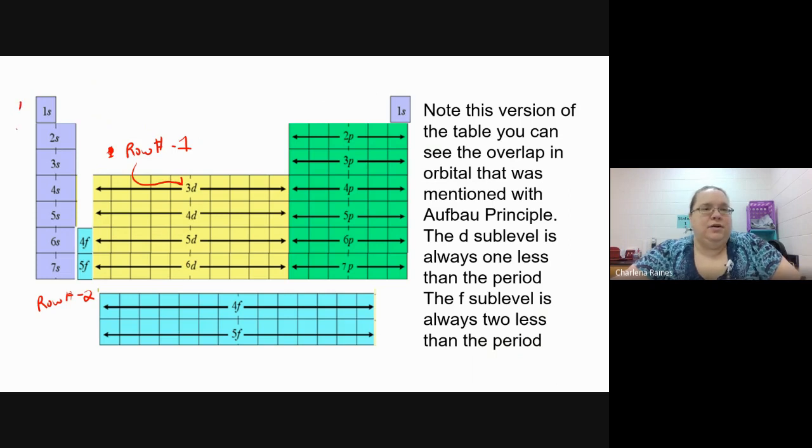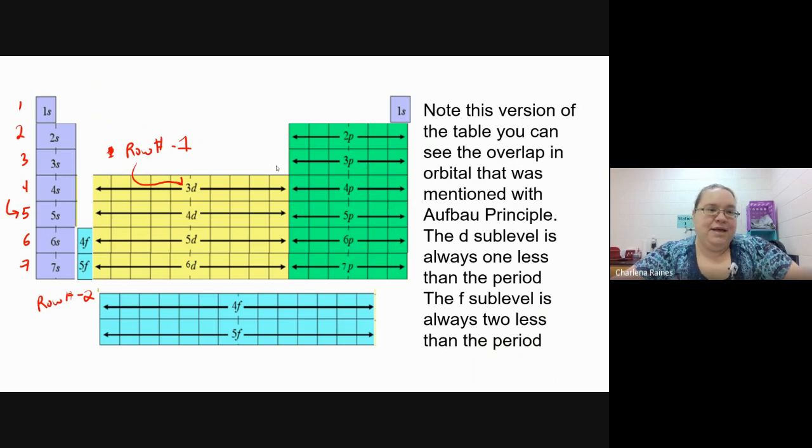So 1, 2, 3, 4, 5, 6, 7. So I'm going to use 5, the 5th period, as an example. In the 5th period, we will fill 5s electrons before we fill 4d. Notice in terms of periodic table, if I'm counting each element in order of number, we get to 37, 38, and then 39. So 39 is my transition metals, and at 39, we are going to go to 4d. It is always 1 less than the period.